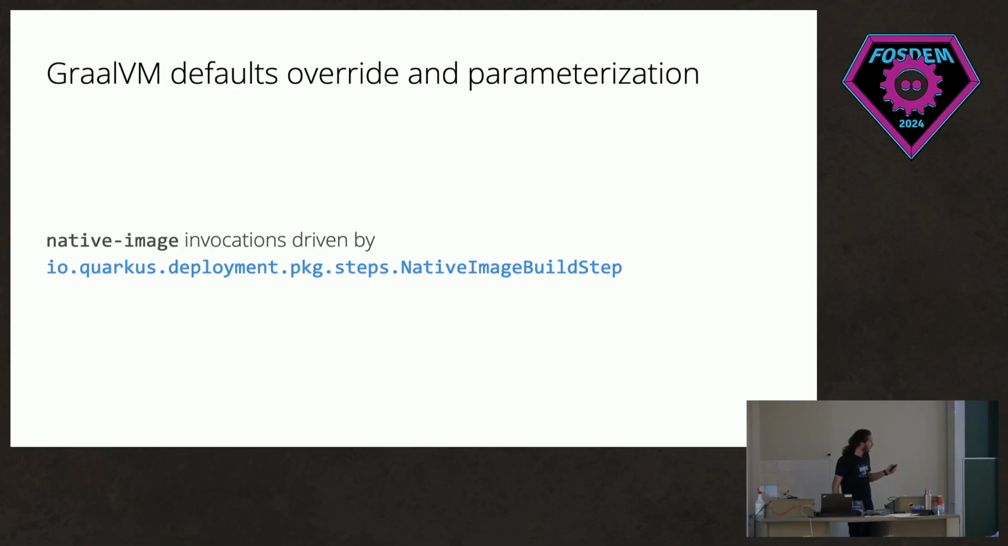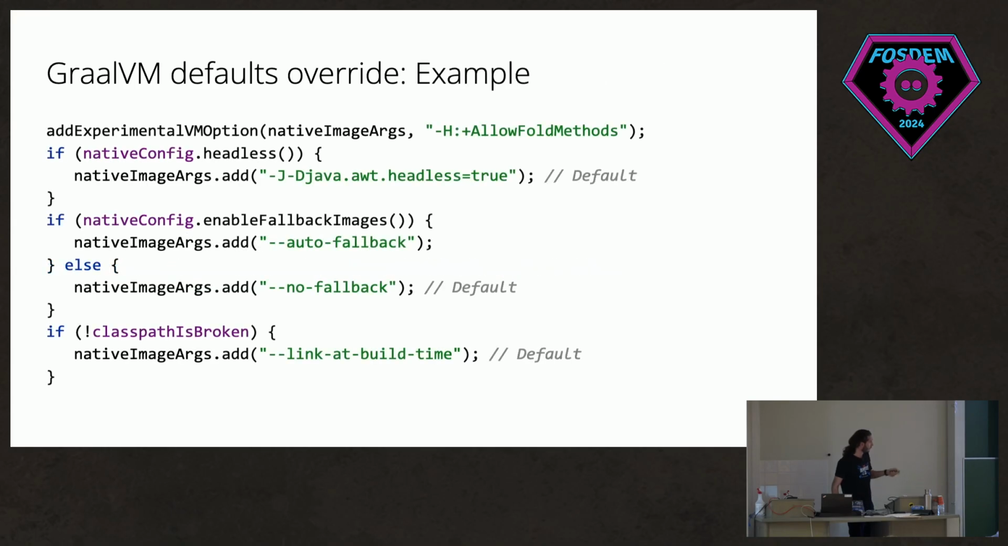And we can also parameterize the options that are passed to the native image build, and we do that in the native image build step. Here we see part of it. What it does is that it always enables allow fold methods, which is off by default. It makes our application headless by default. It doesn't allow the creation of fallback images, because fallback images are essentially JVM launchers, so you don't get the native application that you asked for. And we also always ask it to link at build time.